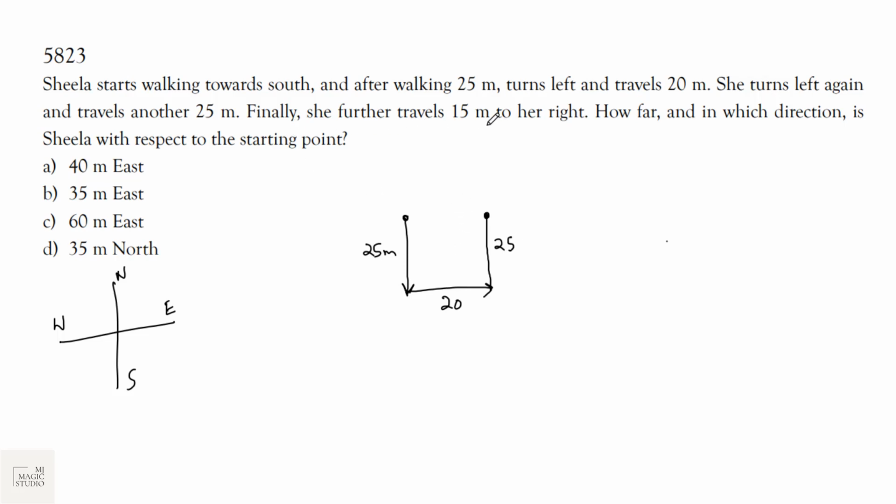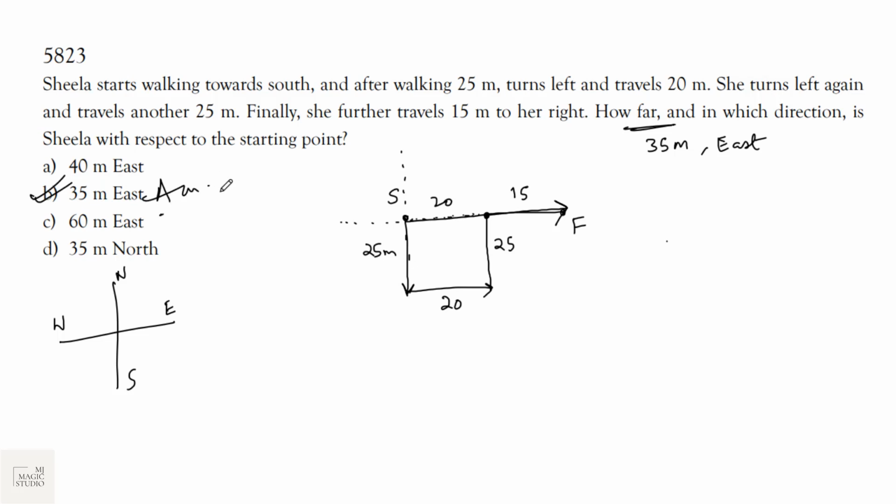Finally, she further travels 15 meters to her right. Right means now my right because she's moving towards north. This is 15. And this is the final position. Starting position, final position. We can see that this is nothing but 20. So how far? 20 plus 15, she is 35 meters far. And in which direction? Which direction is Sheila with respect to the starting position? This is east. So the answer should be 35 meters east. Option B is the pick.